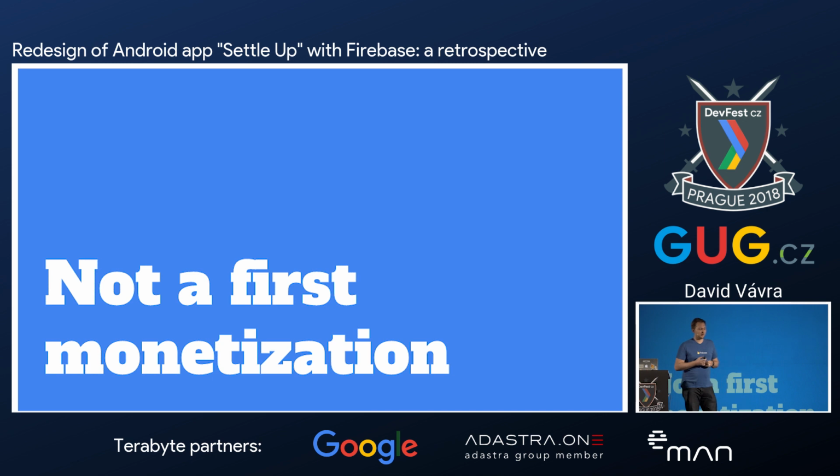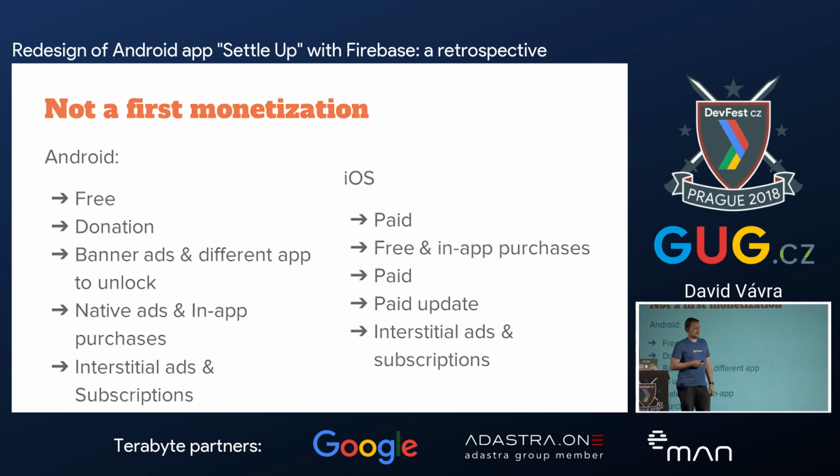So, a final history lesson about monetization. How did we monetize the app in the past? We experimented quite a lot with monetization. On Android, it was first free, because it was just a hobby project. Then I added some donations there, "buy me a beer." That works on Czech people, proven.